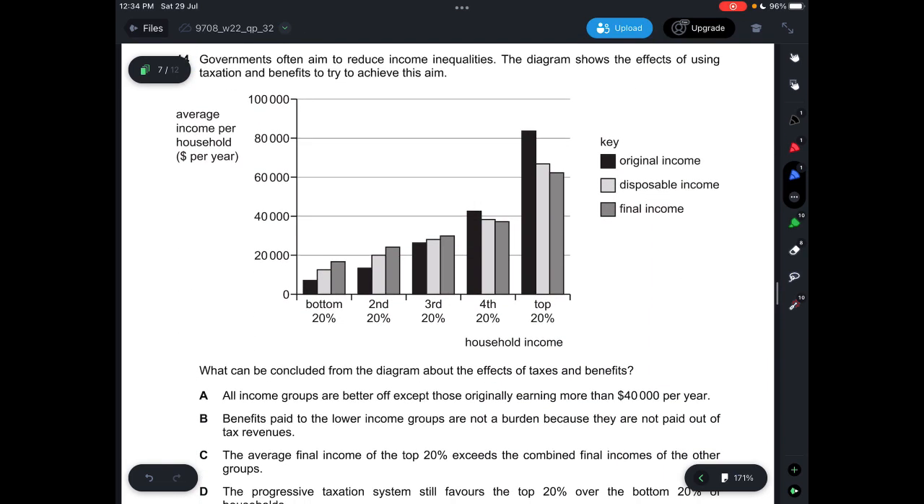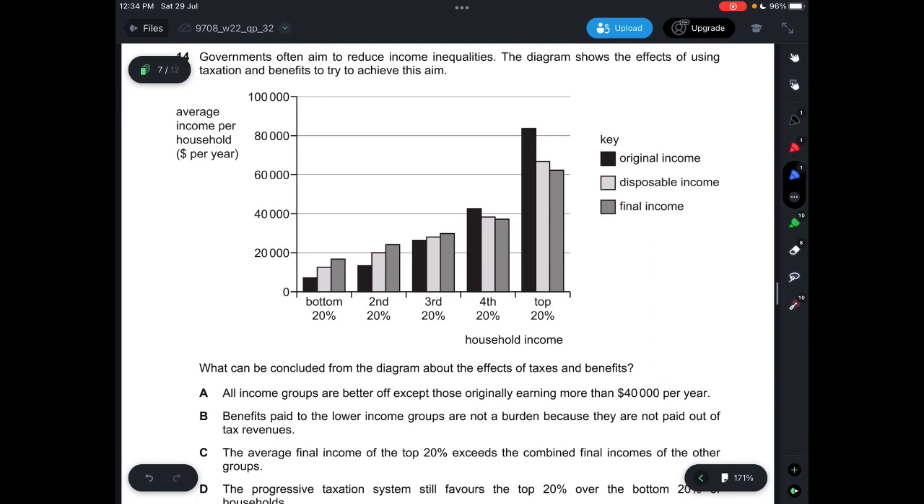Question 14, governments often aim to reduce income inequality. The diagram shows the effect of using taxation and benefits to try and achieve this aim. What can you conclude from the diagram about the effects of taxes and benefits? So let's take a look at the household income. So the bottom 20 here, you can see that the original income is probably less than 10,000.